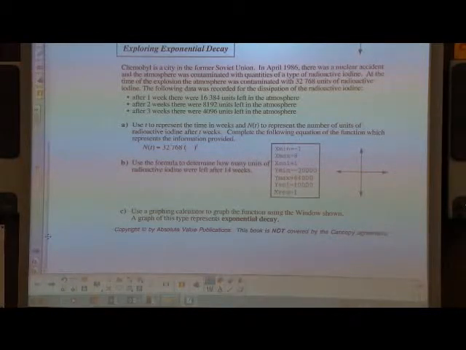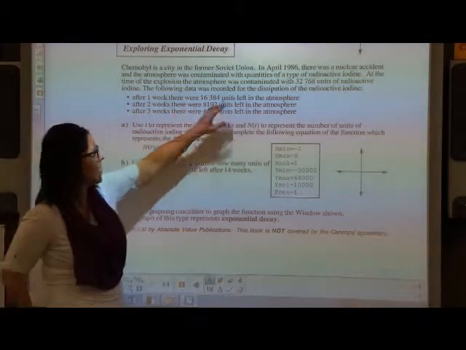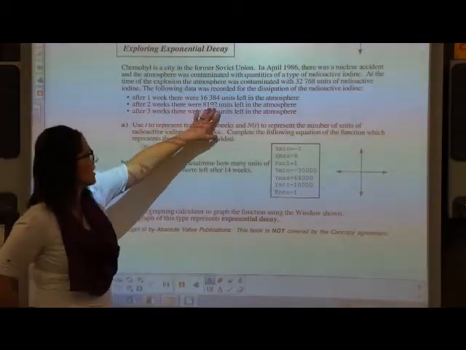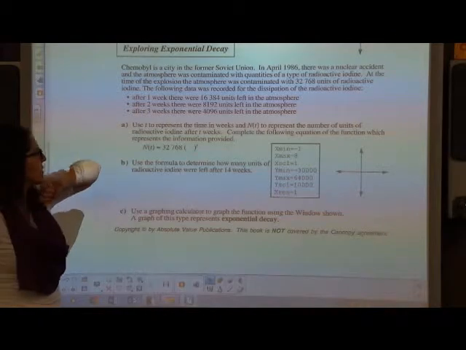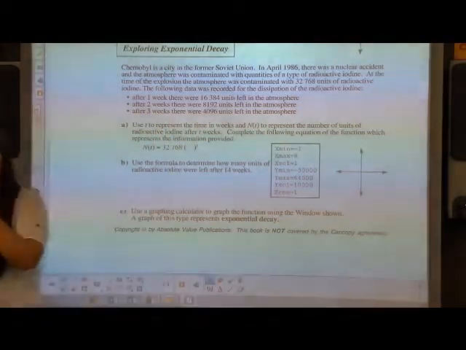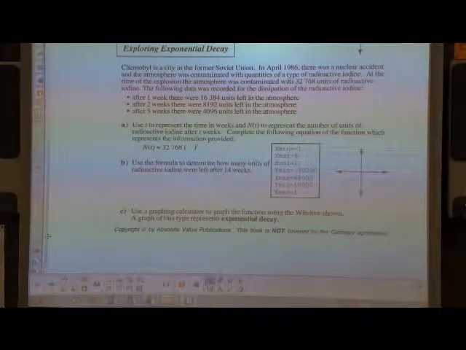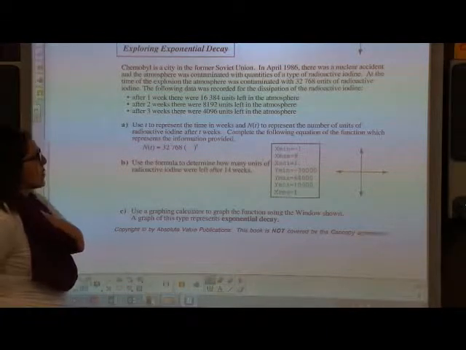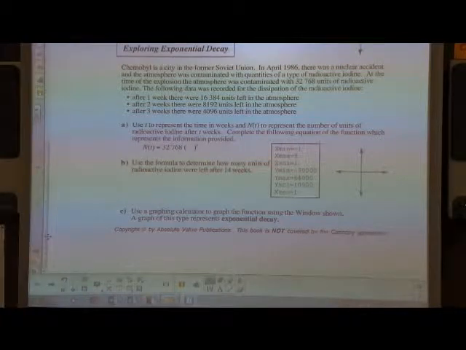So at the time of the explosion, 32,768 units of radioactive iodine were released into the atmosphere. After 1 week, there was 16,384, then 8,192 in the second week. In the third week, 4,096, and it just kept getting less. So it says use T to represent the time in weeks and N of T to represent the number of units of radioactive iodine after T weeks. Complete the following equation of the function which represents the information given.